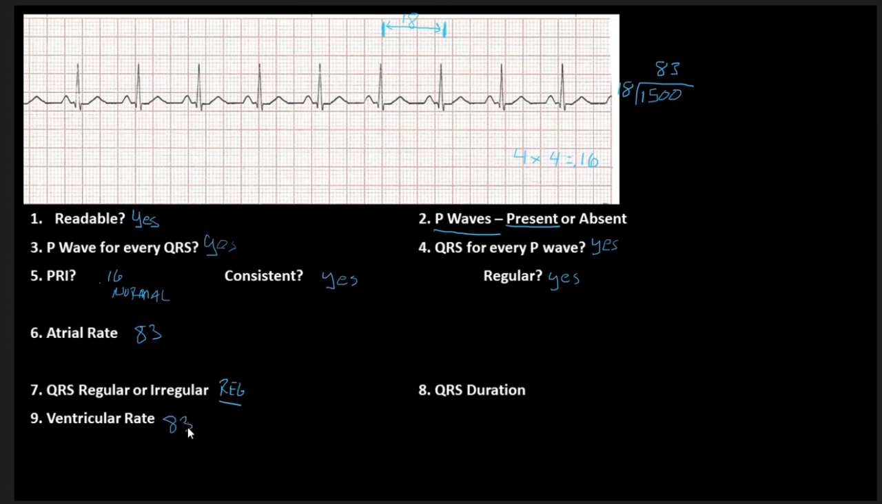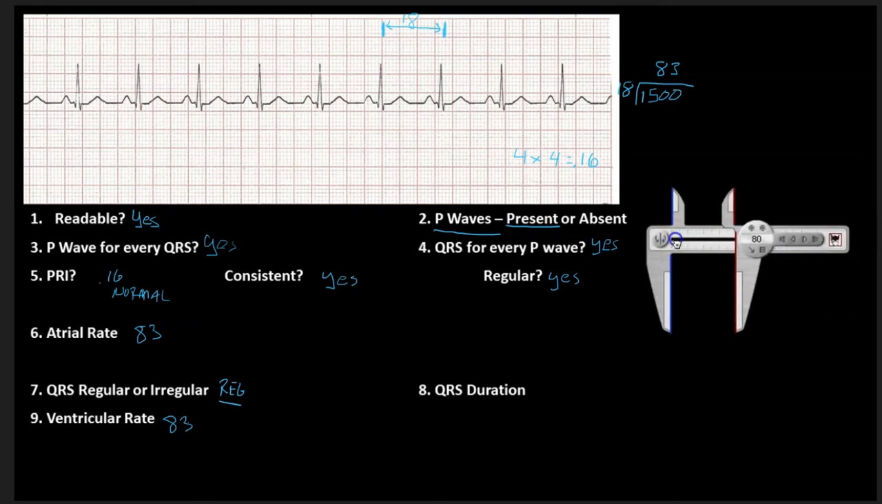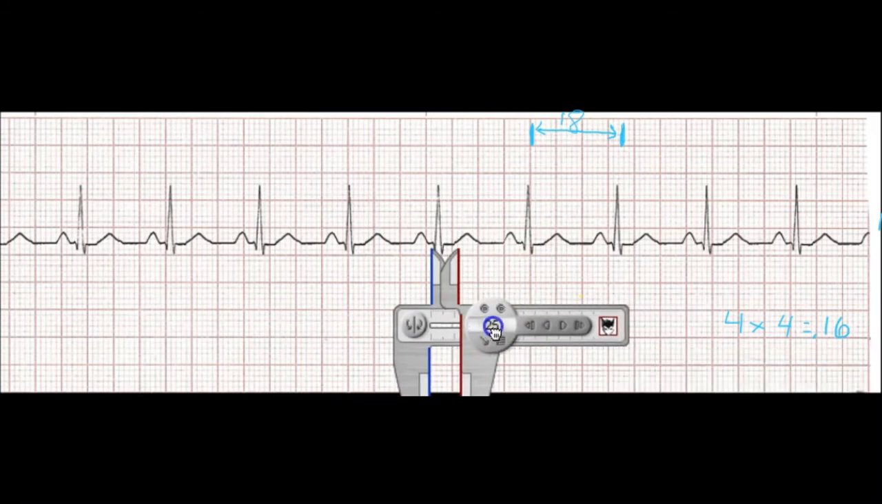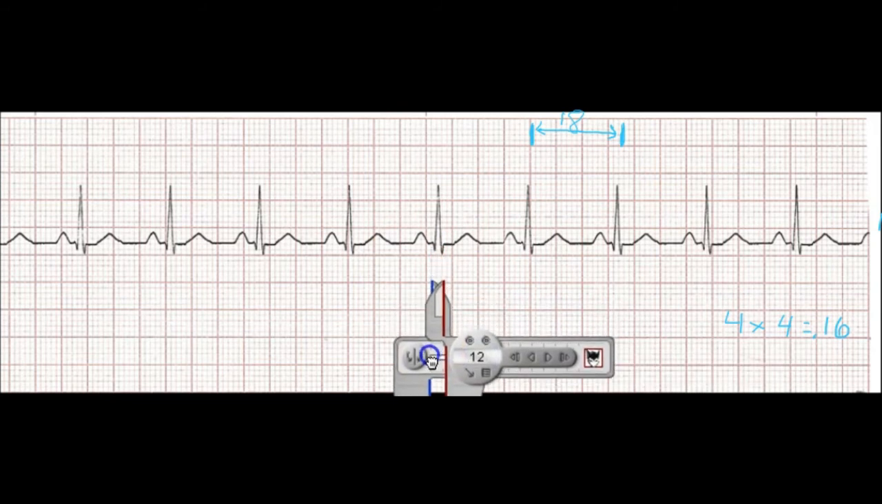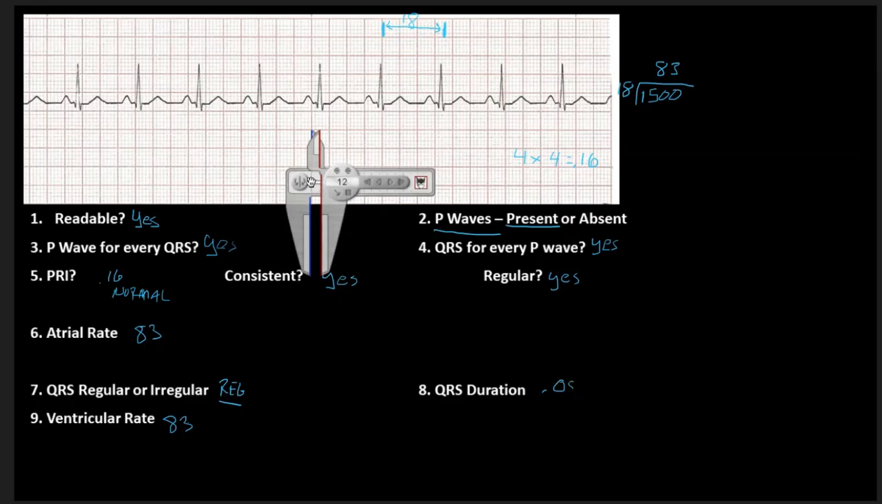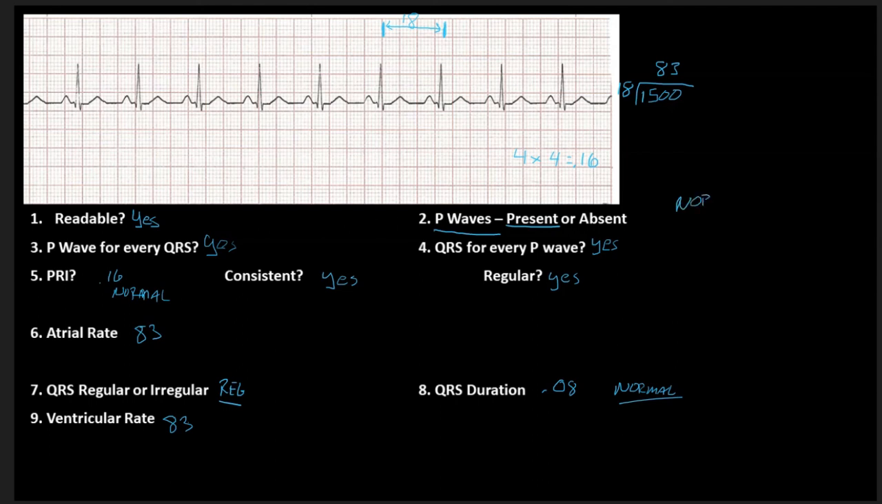as my atrial rate. So now I want to take my calipers again, and I just want to take a look here. And I'm measuring these out, and I'm going to move this, and I notice that it is about 2 blocks. So my QRS duration here is at 0.08, okay? And this is normal. Okay, so I know that this is normal, and I think I can move my calipers out of the way. And I now know that everything falls within normal limits.